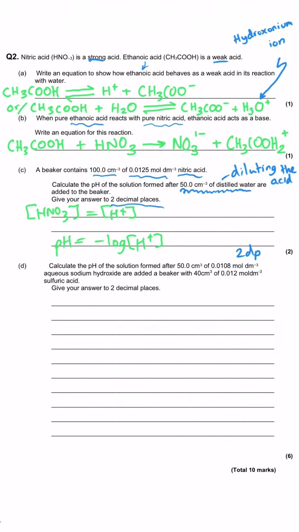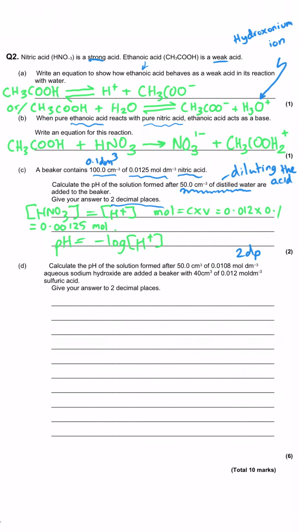So the moles route would say, right, well, how many moles of nitric acid did we have at the beginning? And so moles is concentration times by volume. So 0.0125 multiplied by the volume of nitric acid in dm cubed. So remember, that's going to be 0.1 dm cubed. And so that will give us 0.00125 moles of nitric acid.